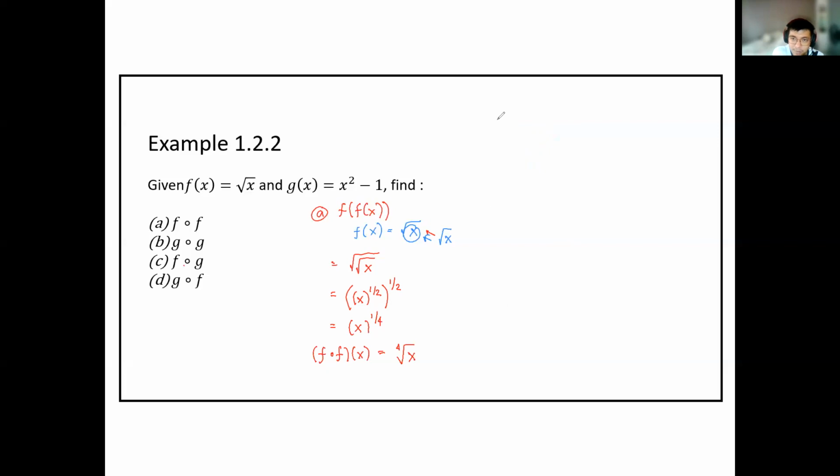Okay, let's change the color to get letter B. So we're going to have the g of g of x. Since our g of x is equal to x squared minus 1, and we're going to incorporate another g of x inside the g of x function, meaning we have to input g of x, x squared minus 1, here.